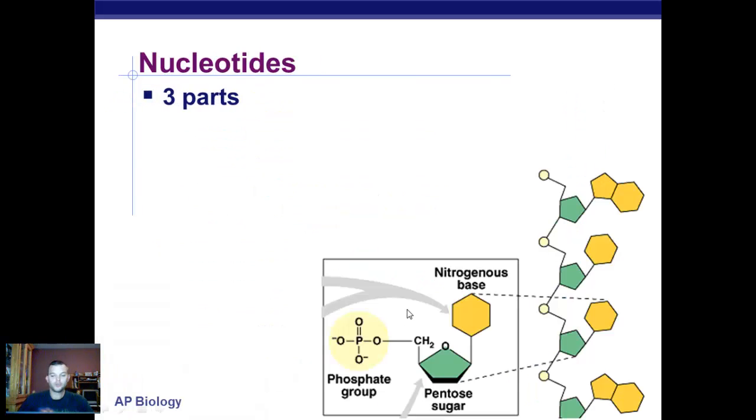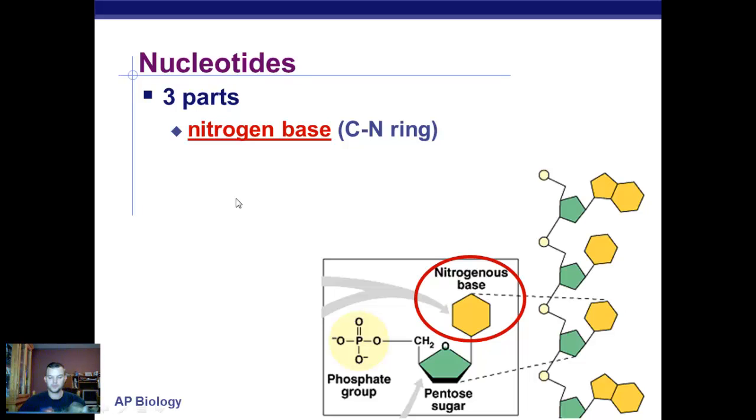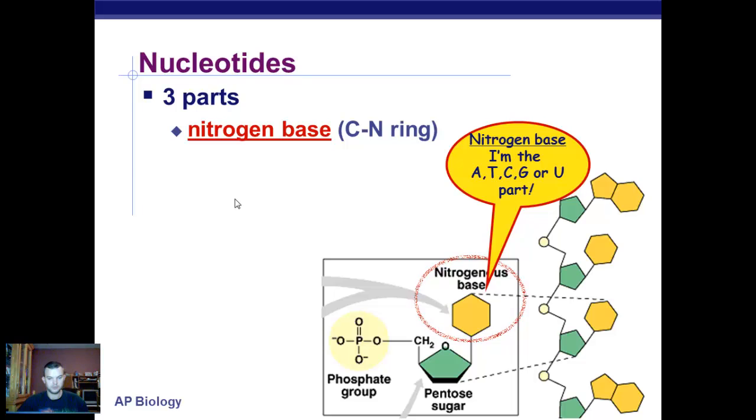So when we look at nucleotides, there are three parts to every nucleotide. You learned all this back in basic biology, but we're going to take it a step further. First of all, we have what we call the nitrogenous base. This base is what gives each nucleotide its own unique identity, and it involves a carbon and nitrogen ring, and you'll see some examples of that in a few minutes. You can see the nitrogenous base on the DNA molecule right there.